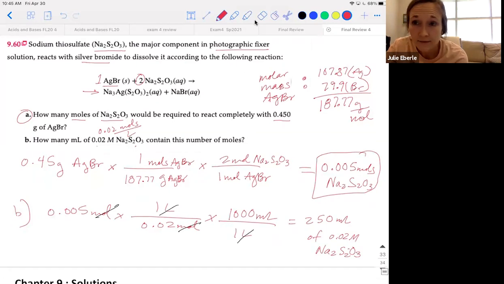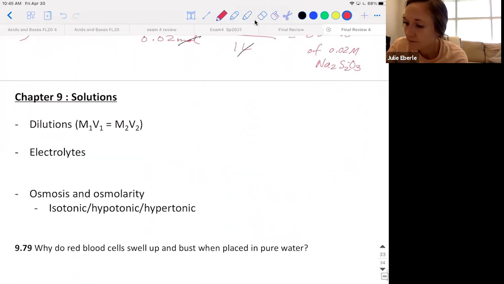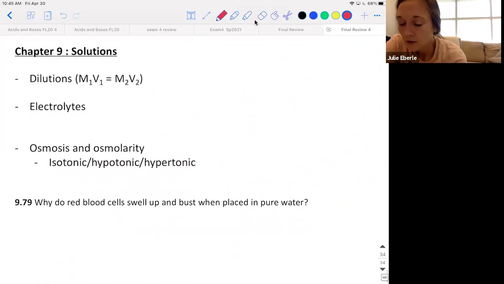Last slide. Here we go. Solutions. Last part we talked about were dilutions, electrolytes, and osmosis. So dilutions are pretty simple. I'm not even going to work a practice problem. I'm just reminding you of this equation, M1V1 equals M2V2.